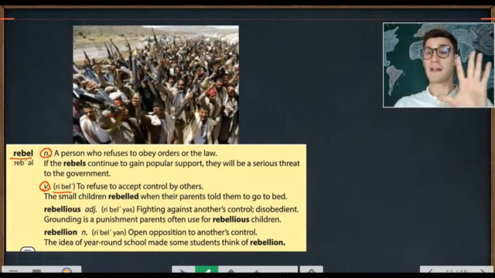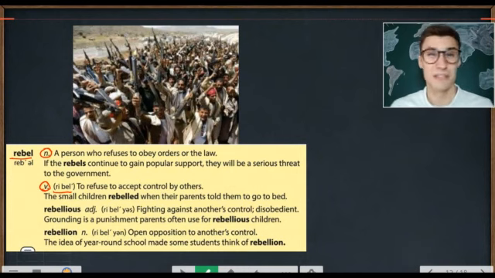I rebel against my teachers. Please don't. So you are a rebel if you rebel, if you refuse to accept control by others. The small children rebelled when their parents told them to go to bed. They rebelled.